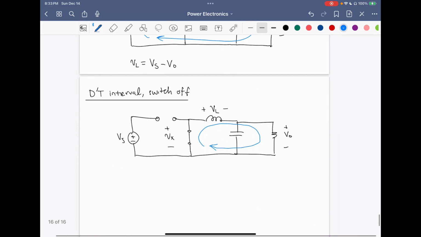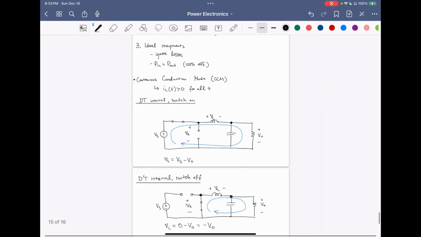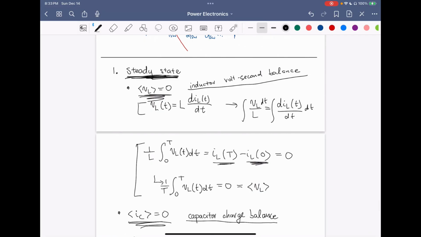Okay, so in this method of analysis, we examine the inductor voltage. In this interval, this node is 0, and this node is VO. So the inductor voltage is negative VO. Now, remember that we derived that in periodic steady state, the inductor average voltage is equal to 0.